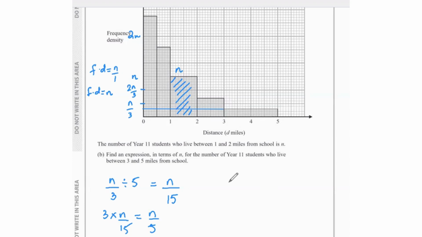Now to find the frequency for this, frequency would be frequency density times the class width. Frequency density is n over 5 and class width is 2. So that's 2n over 5, which can also be rewritten as 0.4n. So that is your expression for the number of year 11 students who live between 3 and 5 miles from school.